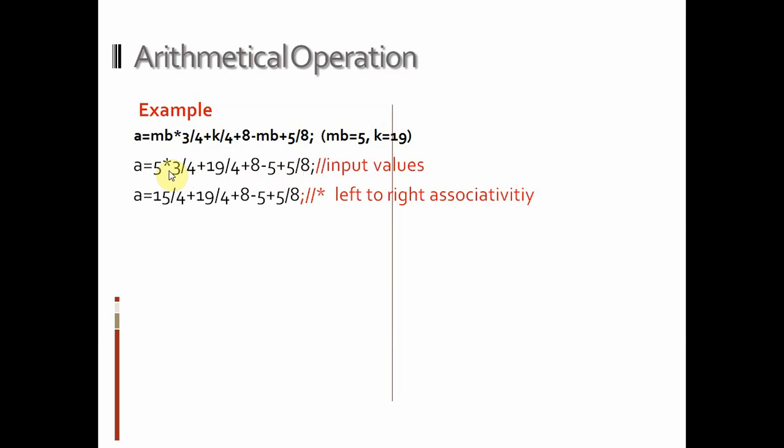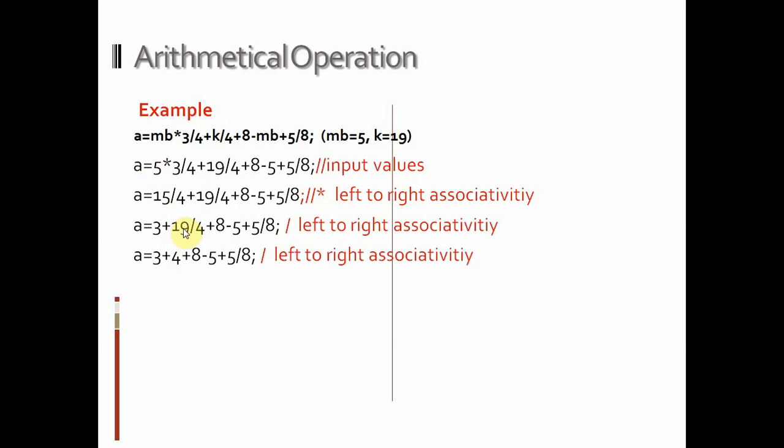According to precedence of operators, the higher priority operator will be solved first. We can look here: multiply and divide are of higher priority as compared to minus and plus. So first of all these will execute, but because there are multiple operators of the same priority, they will execute from left to right. So on the left, first we will solve multiplication. 5 times 3 is 15. Then this 15 divided by 4, 4 times 3 is 12, we will get 3. Then this 19 divided by 4, 4 times 4 is 16, we get 4. And in the next case this 8 will divide 5 and it will become 0.